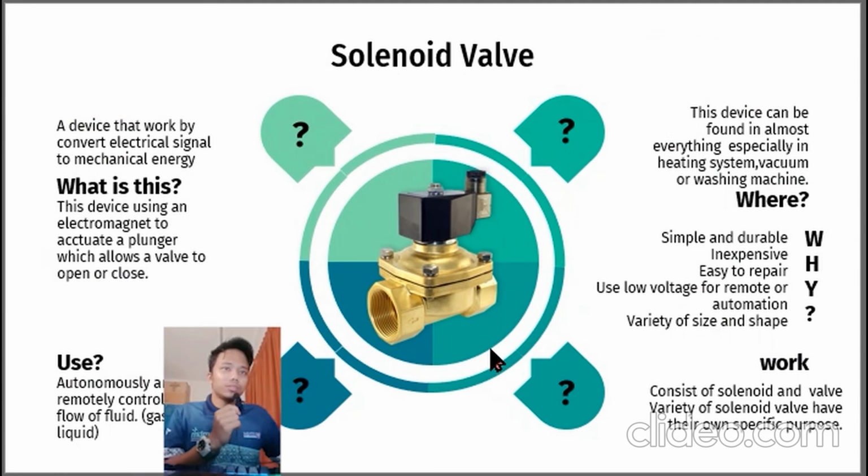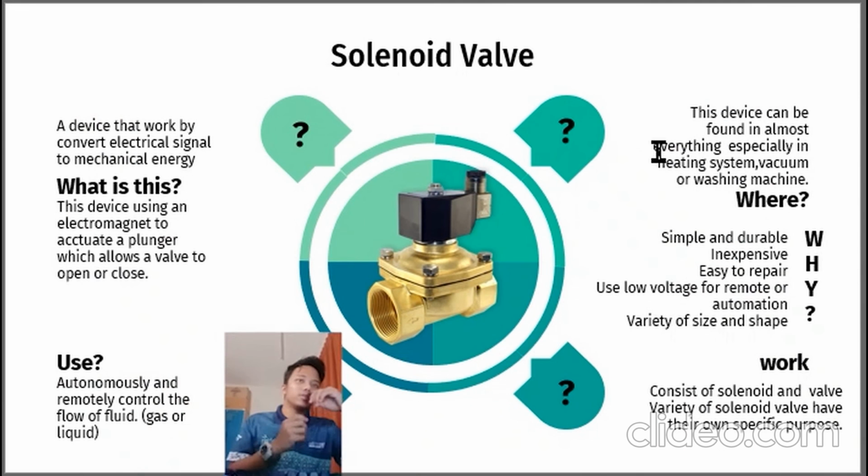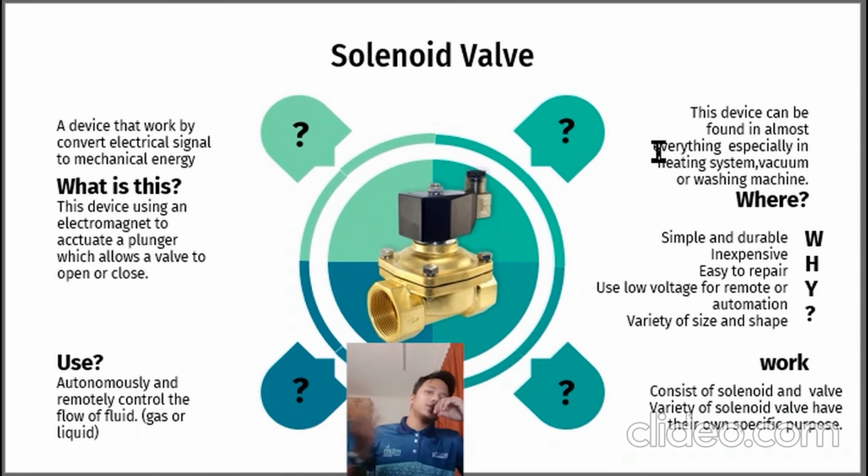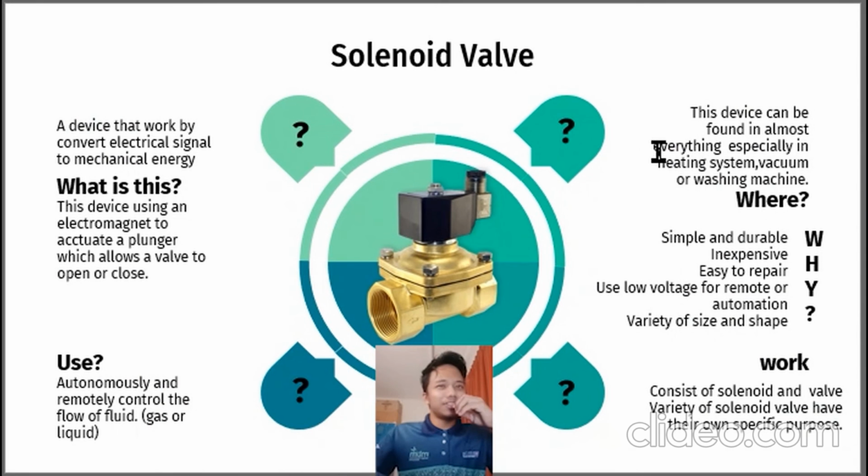Next I will talk about the solenoid valve. So what is this? A solenoid valve is a device that works by converting an electrical signal into mechanical energy. This device uses an electromagnet to actuate a plunger, which allows a valve to open or close. Why do we use this? Because it autonomously and remotely controls the flow of liquid, gas, or fluid.